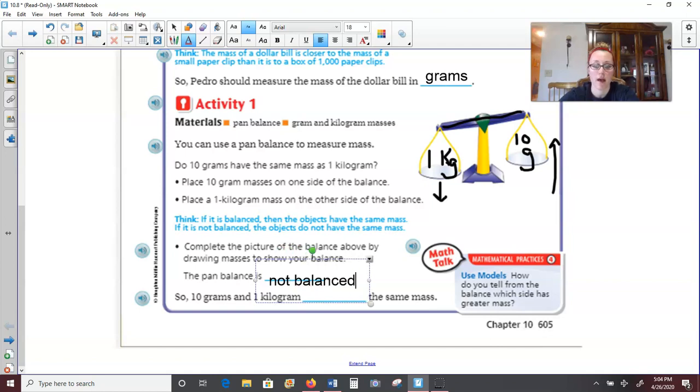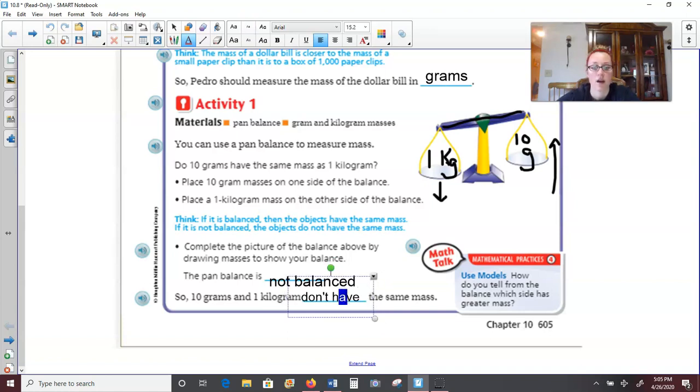Okay, so not balanced. Okay, so 10 grams and 1 kilogram don't, oh my gosh. I need to go to typing class. I can't type on my computer for some reason.